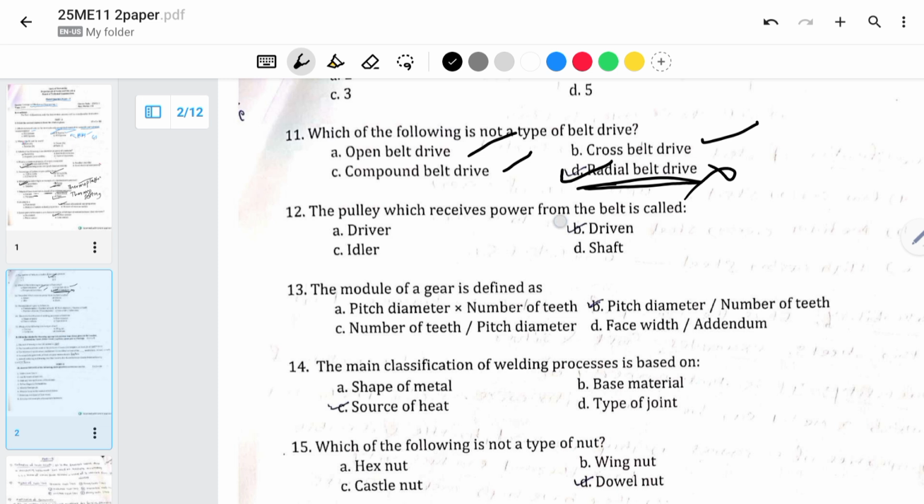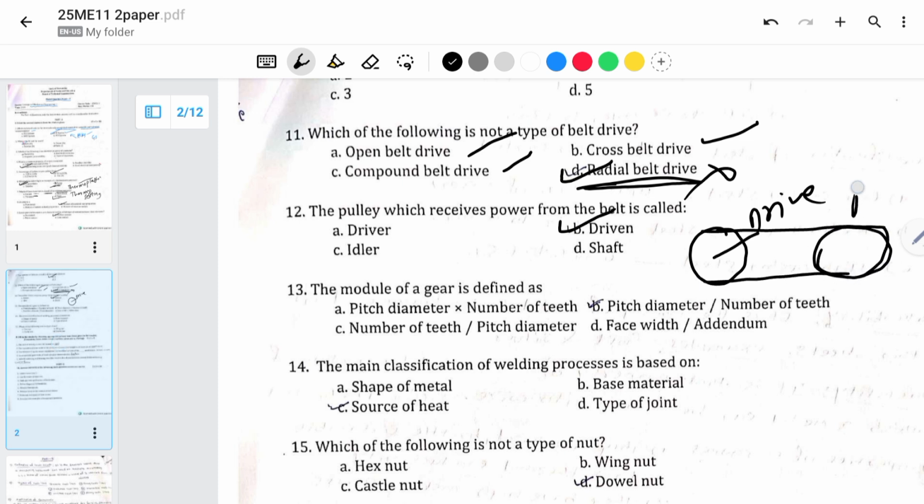The pulley which receives the power from the belt drive is called the driven pulley. The one connected to the motor is called the driver. You are transmitting the power with the help of the belt to the other pulley, so this will be the driven. They have asked this one.